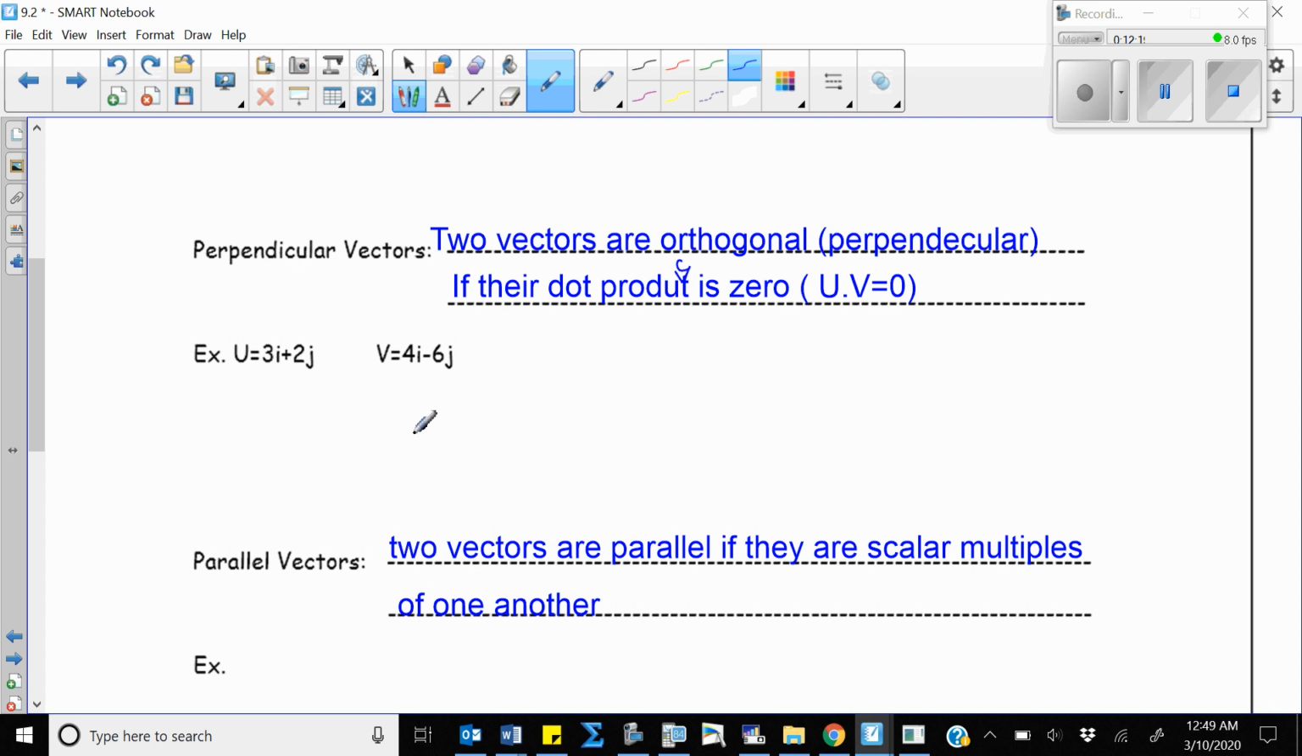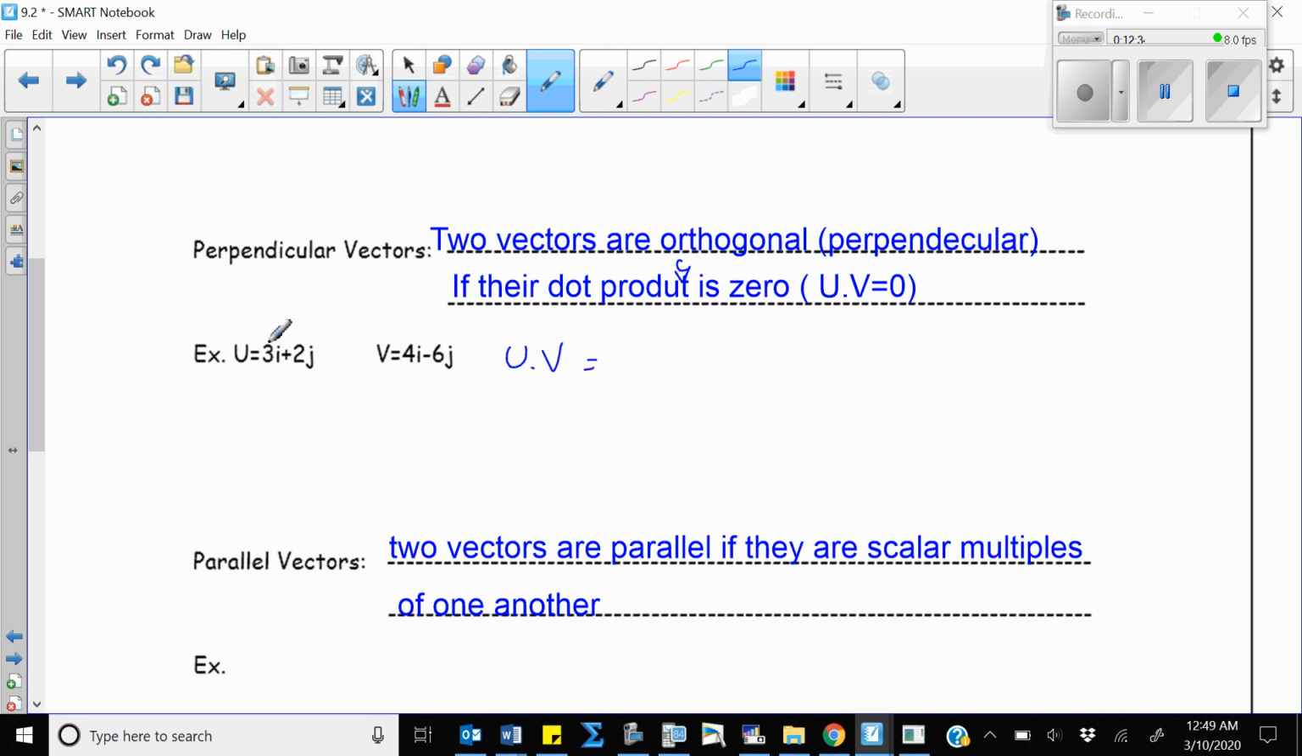It's missing a C here. So if their dot product is 0, or u times v is 0, they are perpendicular. Let's try these two vectors. I'm going to find u times v for these two vectors.